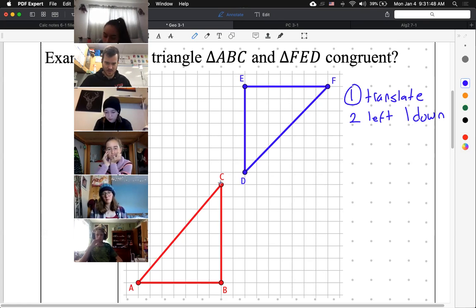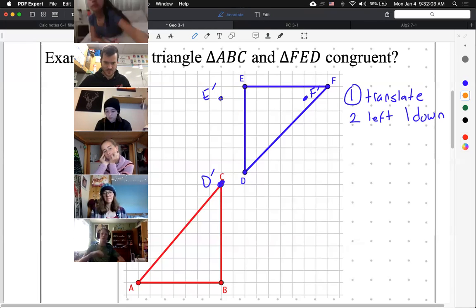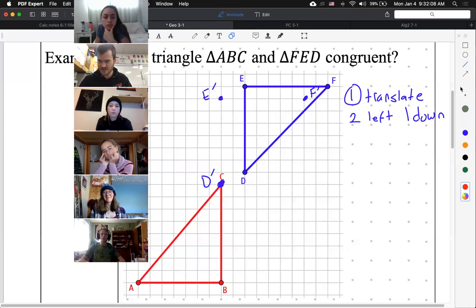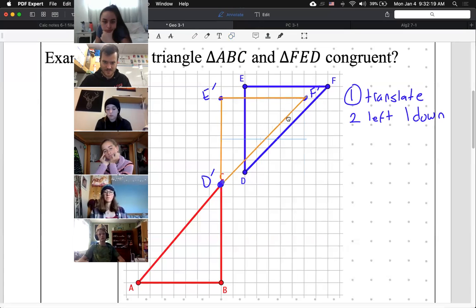So that means my point D prime is here, my E prime is here, my F prime. That's not prime, it's F prime. There we go. So there's my new triangle. Maybe I'll do that in orange. Wait, I have a line tool. What am I doing? Use technology. There we go. Line tool, orange. Yeah, close enough. My line right here needs to be right there. Okay, cool. So we've translated.